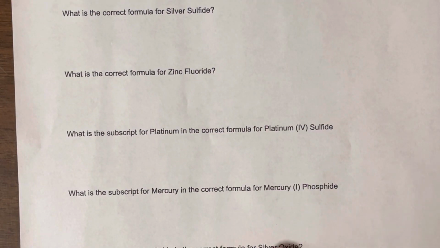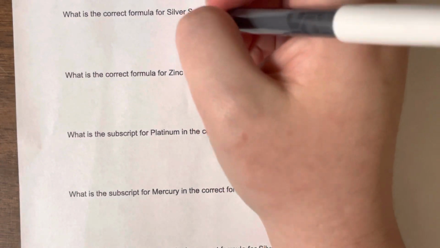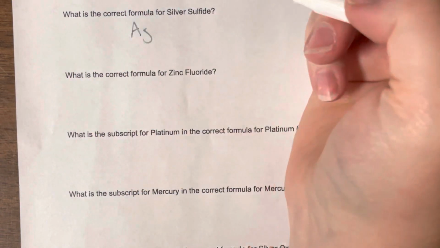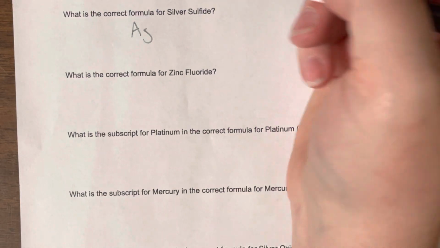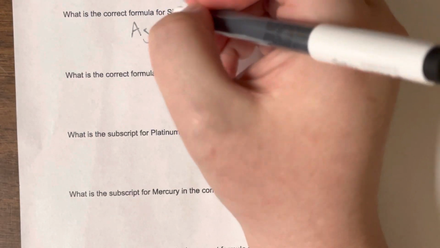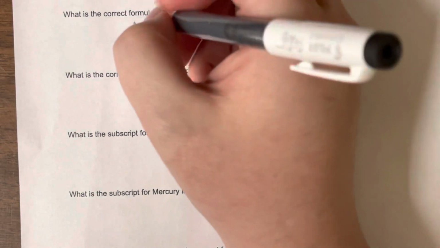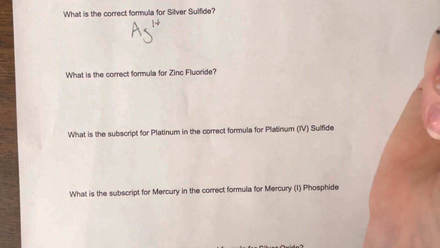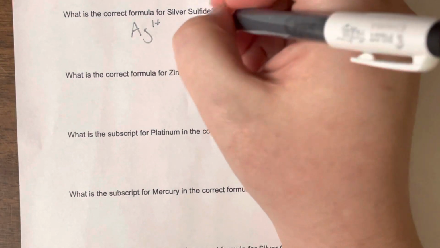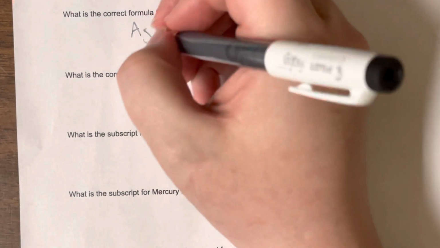What is the correct formula for silver sulfide? Silver has the symbol Ag, and it is in fact part of Cadmium, which means that I don't tell you what the charge is. So I needed to have memorized what the charge for silver is, and silver's memorized charge is positive 1. Sulfide is secretly sulfur.